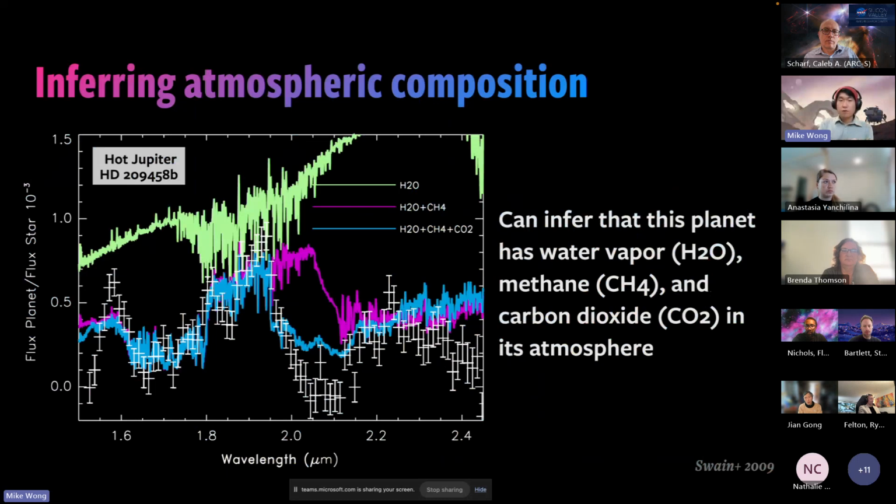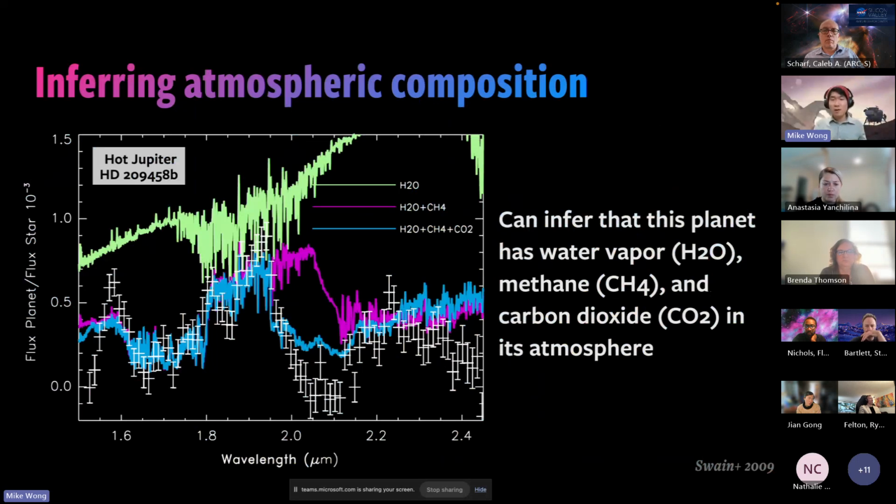So let's talk about the nuts and bolts of inferring atmospheric composition. At the heart of this is model comparison. So in this plot, we see some exoplanetary data, which you're very used to looking at by now. That's shown in the white crosses. And overlaid here in 3 different colors are 3 different model exoplanet atmospheres. The lime green model has water vapor in the atmosphere. The magenta model has water vapor and methane. And the blue model has water vapor, methane, and carbon dioxide. And because that last one seems to fit the data best, we might infer that this exoplanet atmosphere has all 3 of those chemical species in it.